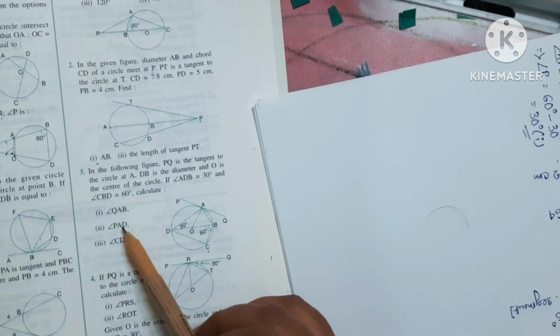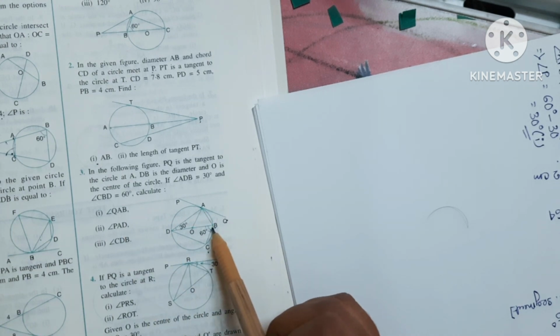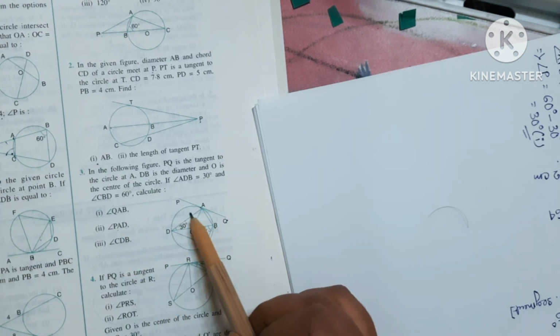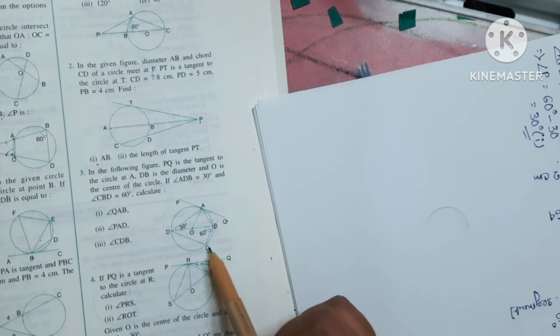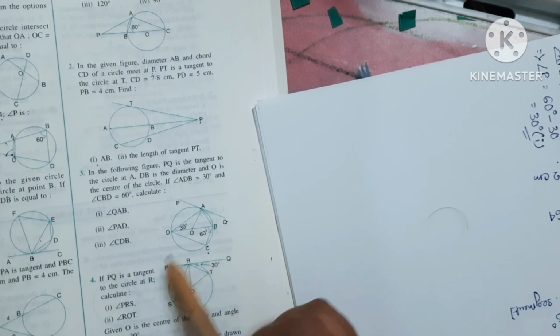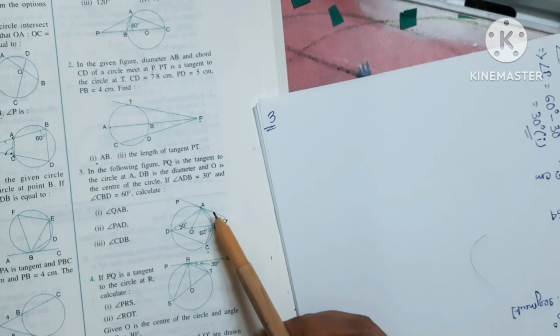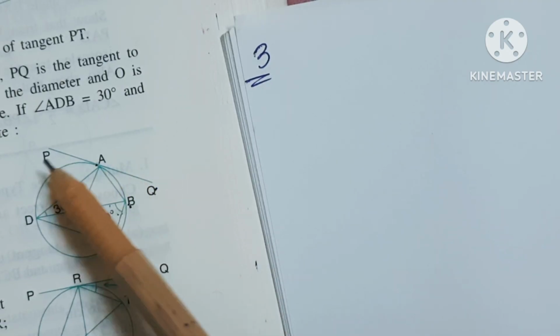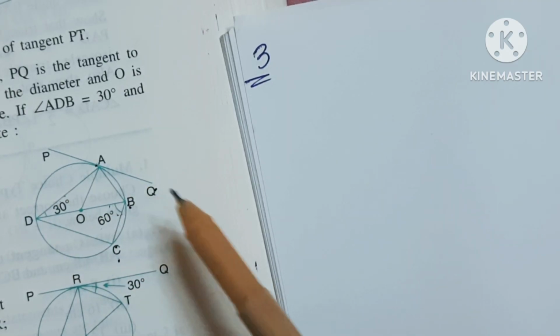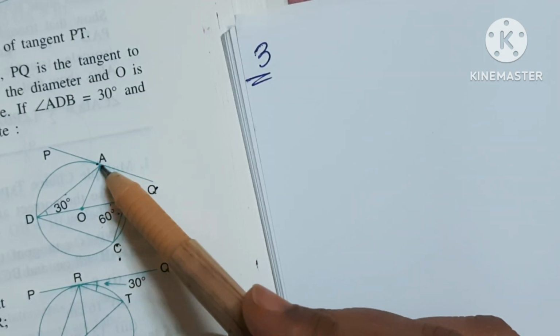So you have to calculate QAB, PAD, and CDB. Okay, so QAB, see this figure minutely. PQ is the tangent, right? PQ is the tangent, and AB is the chord, right?